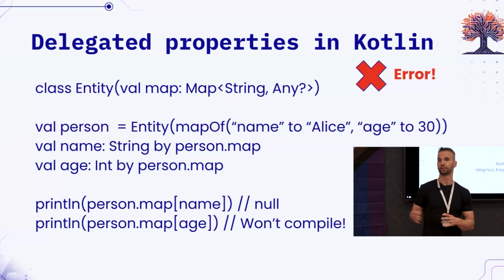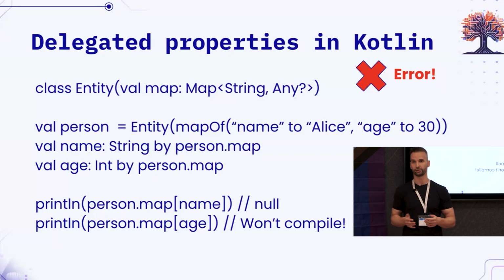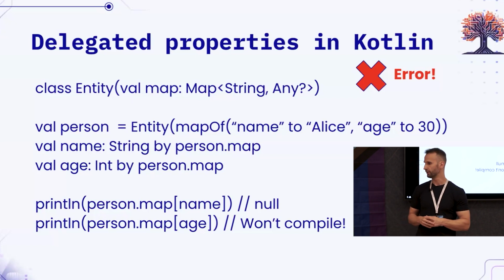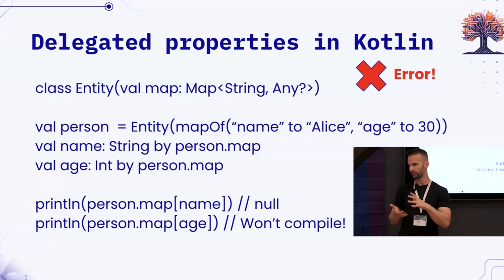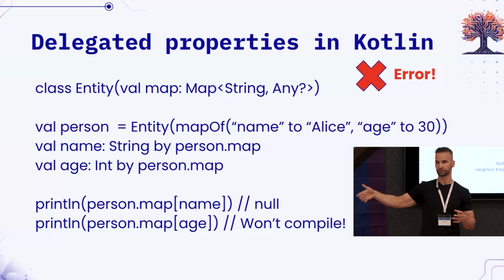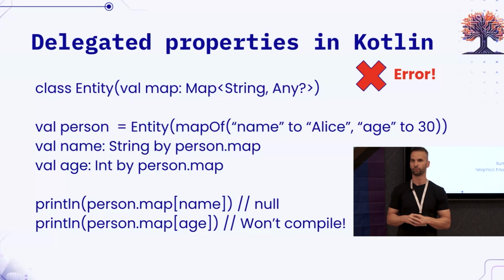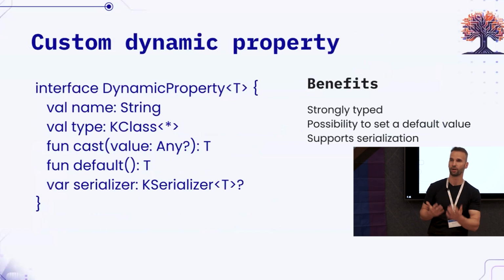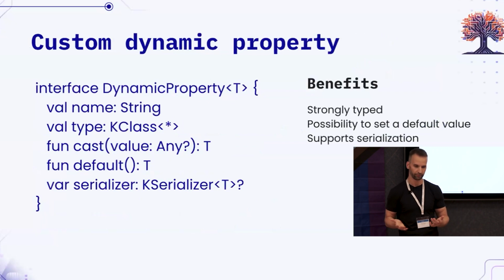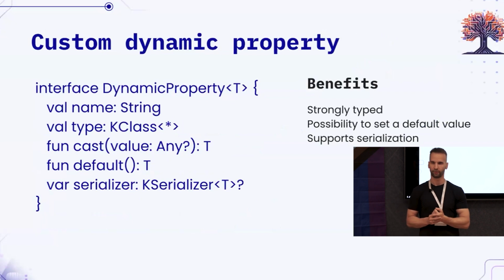I can do that, but then if I try to use it, obviously that doesn't work. Looking up a key that's based on string keys and trying to use an integer, it just won't even compile. So that was a no-go. So then I did some research, and I came up with a custom approach to solving that.